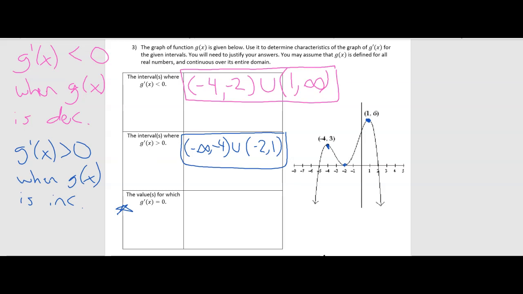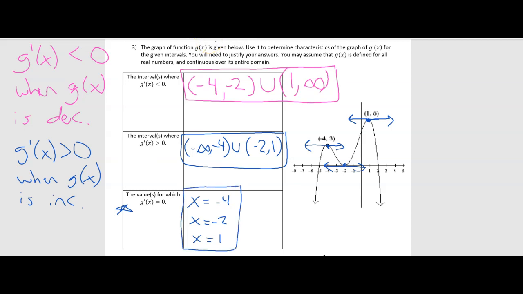What would the tangent line have to look like if it has a slope of 0? And the answer to that, right, it's going to have to be a horizontal line. That's where it's going to have a slope of 0. And at each of these points, the tangent line is horizontal. So at x equals -4, at x equals -2, and at x equals 1. At all three of those points, our derivative is equal to 0.